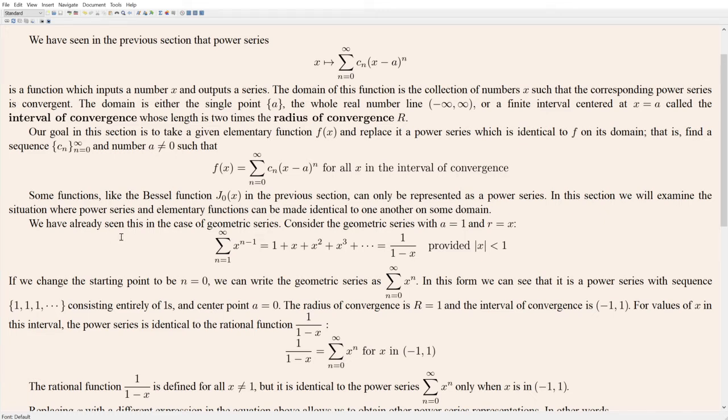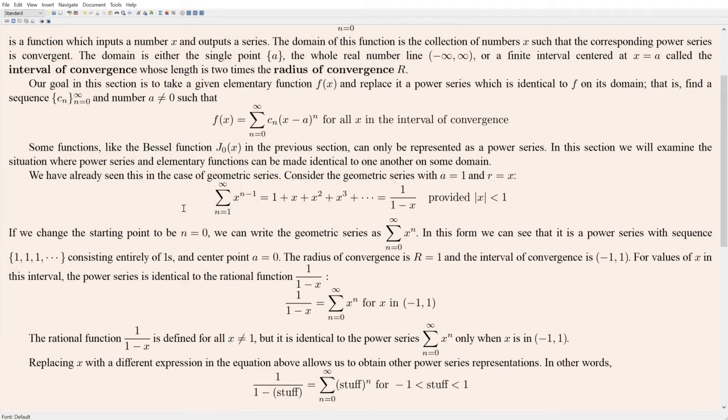Now, some functions can only be written as a power series. We saw an example of that in the last section with the Bessel function, which we're going to be seeing again soon. What we are interested in, though, is the case where a power series can actually be represented as an elementary function, and vice versa.